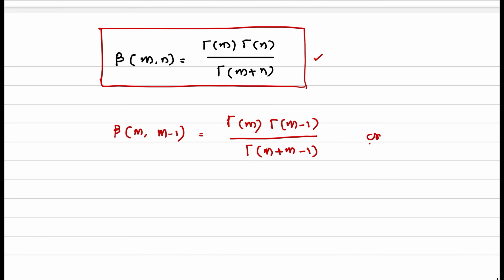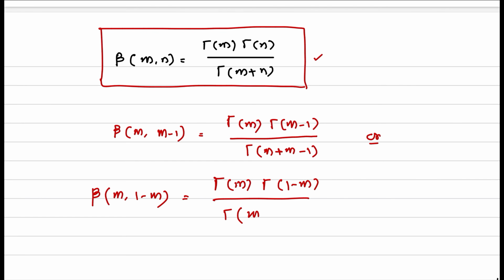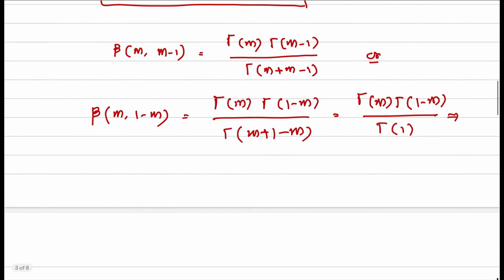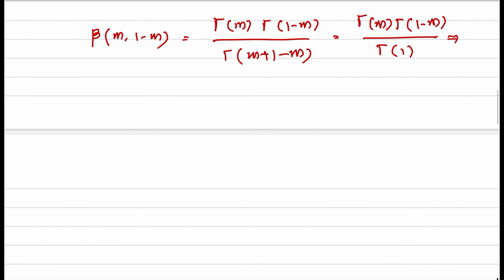minus 1, or let us say beta m and 1 minus m. If we take that, what happens? Gamma m, gamma 1 minus m, over gamma m plus 1 minus m, that is equal to gamma m into gamma 1 minus m divided by gamma 1. This is the gamma reflection formula. Please try to understand. Here we are developing the gamma reflection formula.